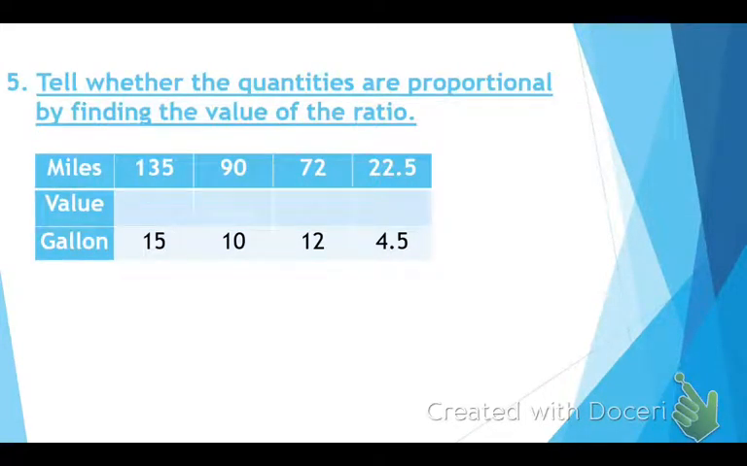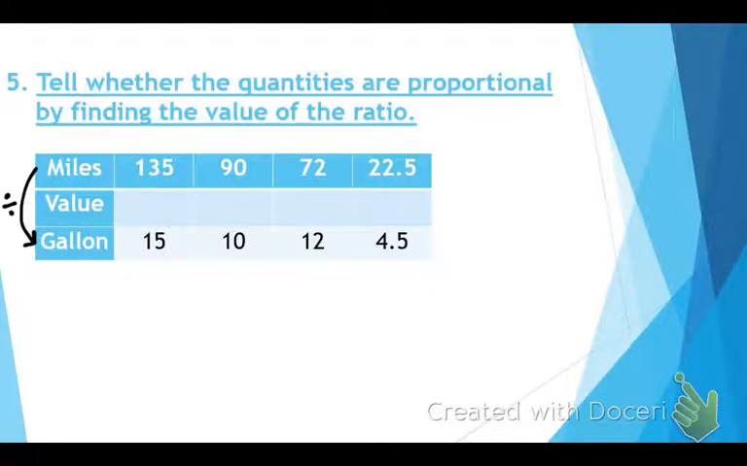This asks us to tell whether or not the quantities are proportional by finding the value of the ratio. Remember, when you're working from top to bottom, we are dividing. So you're trying to divide that top number by the bottom number. And then tell me whether or not they are proportional.